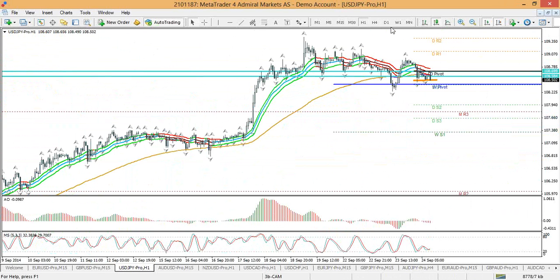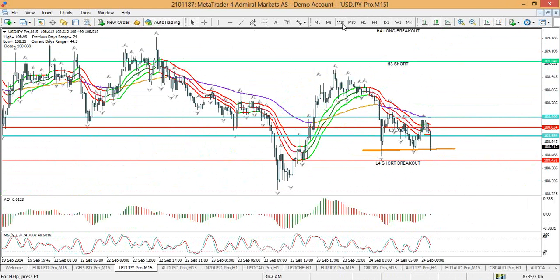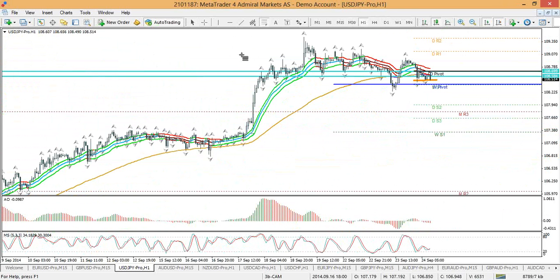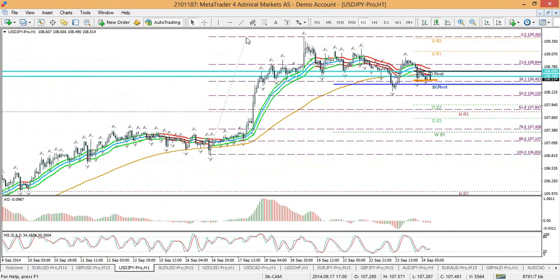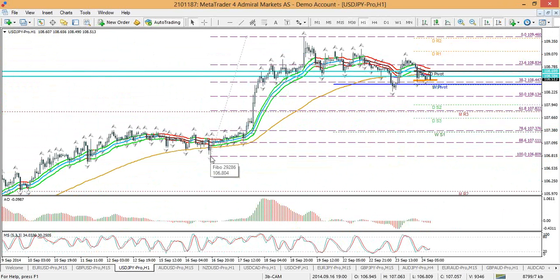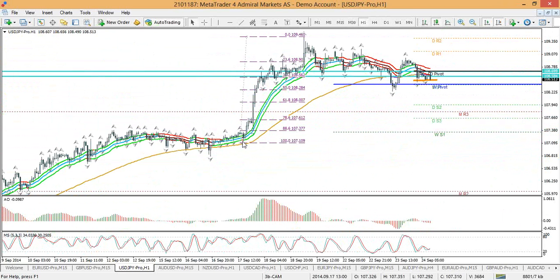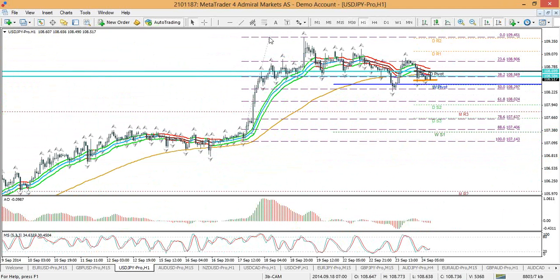Let's see. Anything else to mention? Yeah, regarding the target, that's what I wanted to say. If you're looking for a target, let's see. Yeah, the 61.8 indeed at 108.02 would be the next fib. That equals the L5 as well.